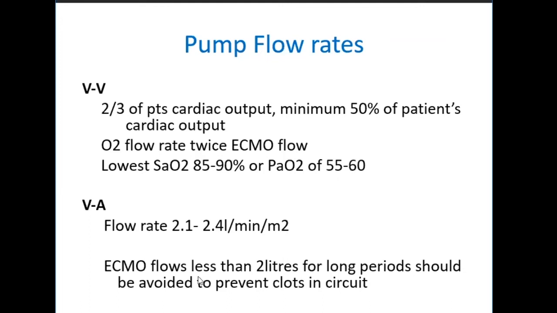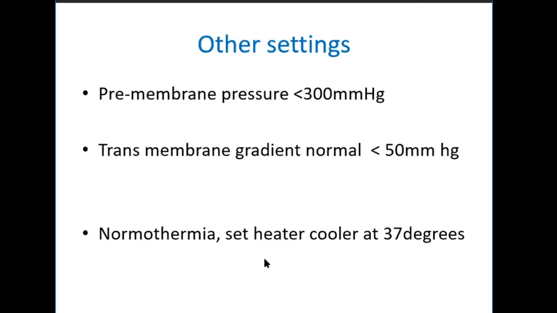Here, you should not decrease the flow to less than 2 liters. The problem with low flow is that the lower the flow, the higher the chance of clot formation. So in any case, in VA ECMO, the flow should not go below 1 liter. And if you are keeping 1.5 to 2 liters, it should not be for more than 4 to 6 hours, because there is a chance of membrane thrombosis. The other settings are that the pre-membrane pressure should be less than 300 mmHg, the transmembrane gradient should be 50, and the temperature should be around 30.